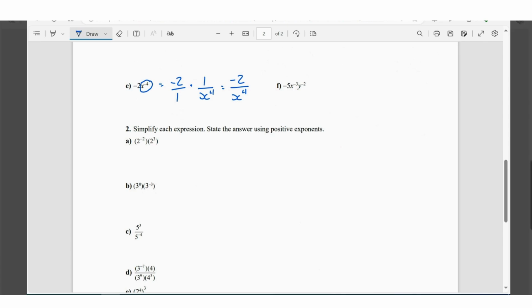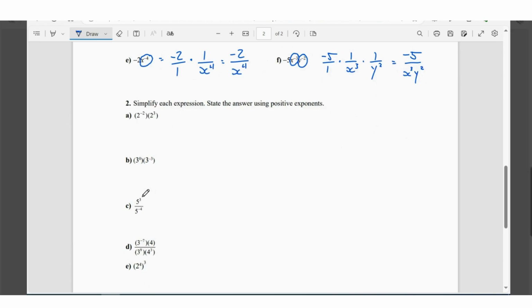And here we go. We have a negative exponent on the x and a negative exponent on the y. So you can think about this as negative 5 over 1 times 1 over x to the 3 times 1 over y to the 2. And now that ends up looking like negative 5 over x cubed y squared.